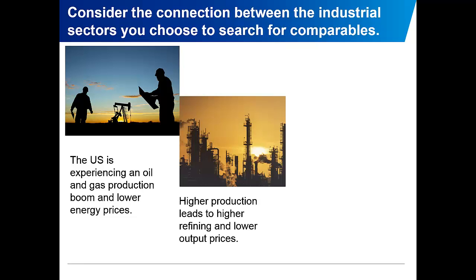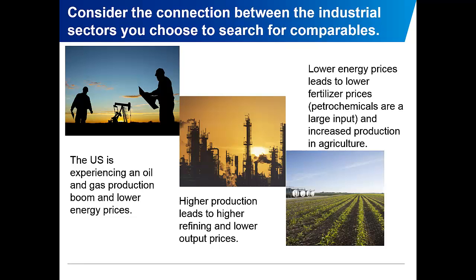Well, the fact that we have an oil and gas boom moves over to other industries. So, for example, the higher production in the oil field leads to higher refining activity and lower output prices. We have a basic supply shock going on in our energy sector, and that has knock-on effects into the economy. Lower energy prices lead to lower fertilizer prices because petrochemicals are one of the large inputs in making fertilizers.